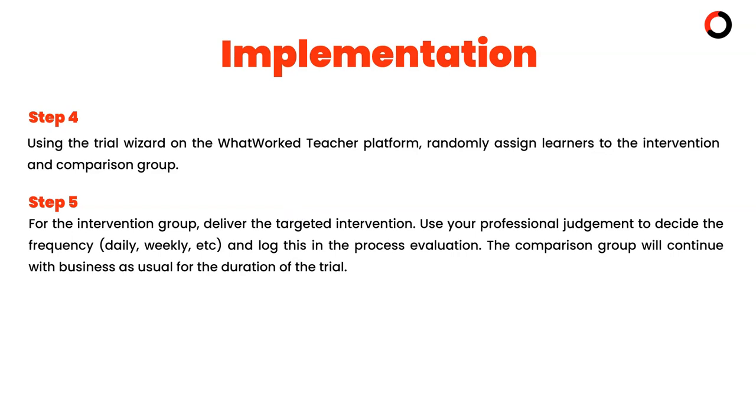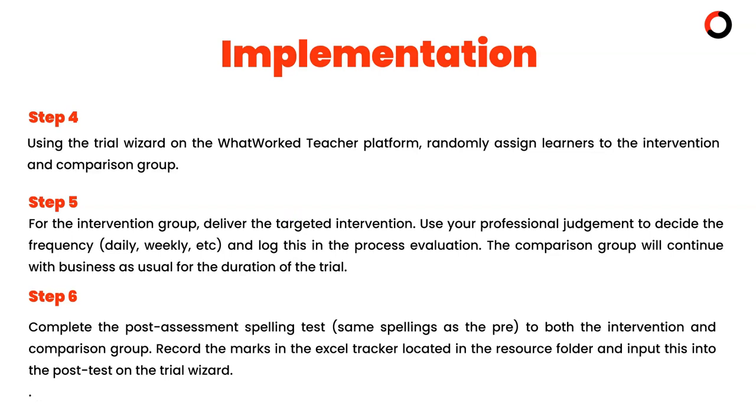Step 5, for the intervention group, deliver the targeted intervention. Use your professional judgment to decide the frequency, whether it's daily or weekly, and log this in the process evaluation. The comparison group will continue with business as usual for the duration of the trial. And step 6 is complete the post-assessment spelling test, which is the same as the pre, to both the intervention and the comparison group. Record the marks in your Excel tracker, and then input this into the post-test on the trial wizard.